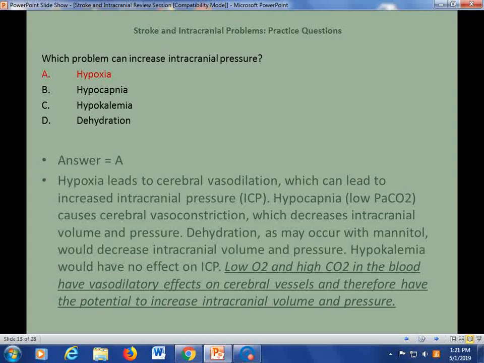Here's what I mean. Whenever there's hypoxia as well as hypercapnia, or high CO2 and low O2, these gases, when they're altered, will have an effect on the vasodilation of the cerebral blood vessels. So there will be vasodilation and therefore more blood in the head, which can cause an increase in intracranial pressure. So that is how O2 and CO2 affect the blood vessels of the cerebrum.